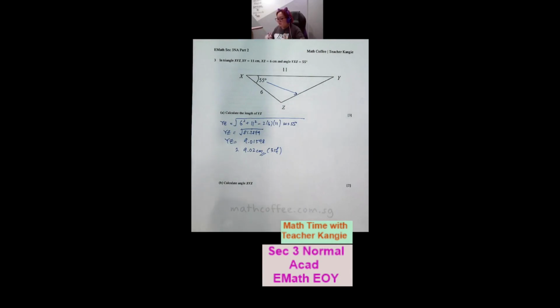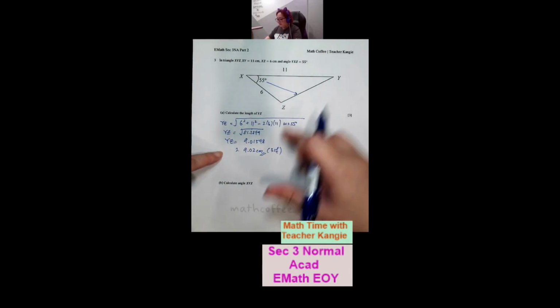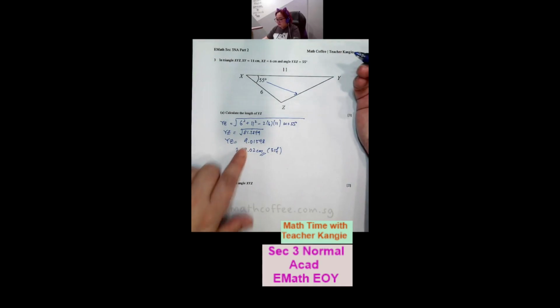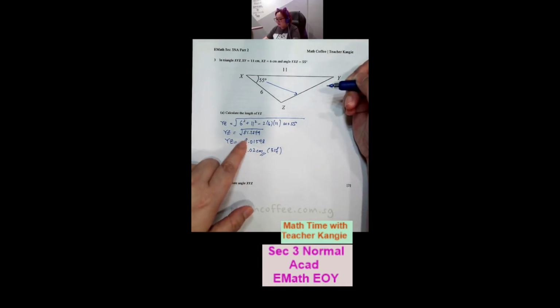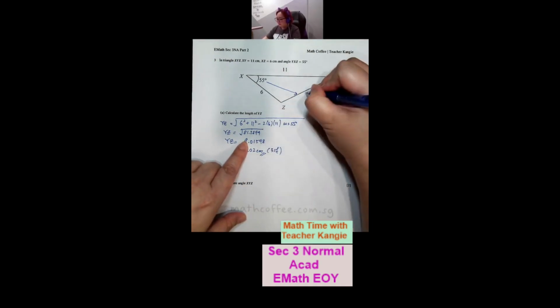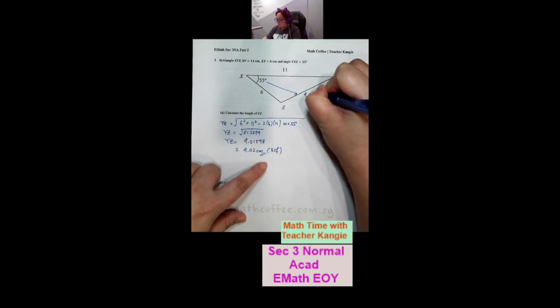Then next, I'm going to fill up the diagram. Because they asked me to find YZ, I got to fill up the diagram. So make sure that you don't fill up the 9.02. Always write out the long one. See? Long one. So I'm going to write here 9.01598.